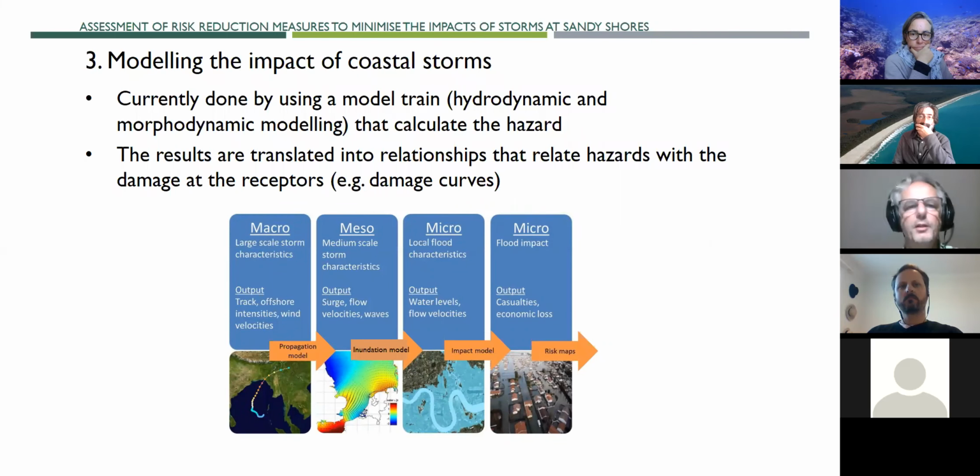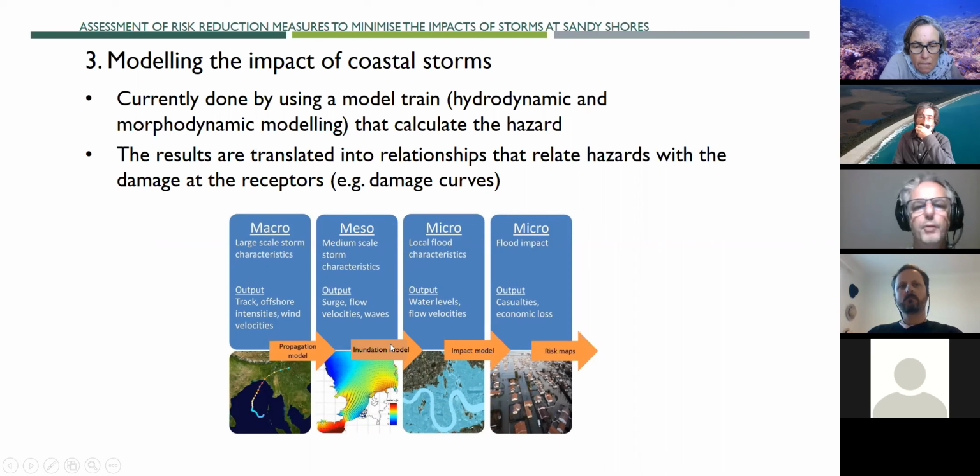Let's start with the modeling of the impact of coastal storms. I'm not going into detail on the models, but much more on how to use them, let's say. This is mostly done nowadays by using model trains, connecting hydrodynamic and morphodynamic modeling that at the end calculate the hazard. So we have, for instance, a large scale wave propagation model that then goes towards an inundation model or a coastal erosion model.